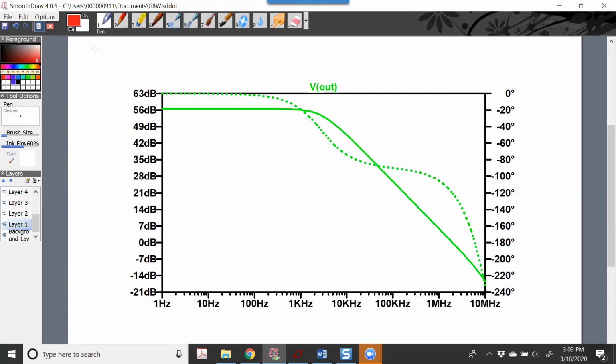So we're continuing our discussion on gain bandwidth. And this is a Bode plot of an op amp, right? I'm just going to flip it upside down. And this is the AC analysis. And we can see that the phase is 0 for 1 hertz and presumably below.